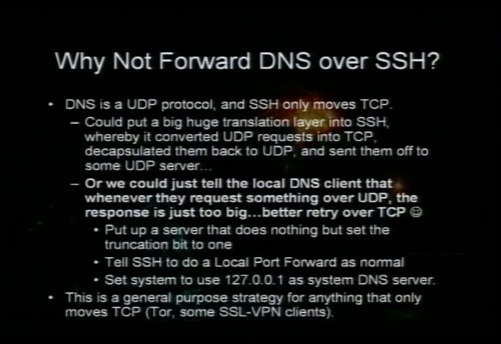Now, I could put a huge translation layer into SSH that actually spoke all sorts of DNS and did all this work and moved it back and forth and had a custom server, and we'll put in thousands and thousands of lines of code and Theo de Raadt will kill me. Or, so it turns out DNS, if you just tell it, yeah, I know how you gave me that request over UDP, but my response is just way too big for UDP. Why don't you retry that in TCP? DNS will go, yeah, there's a truncation bit. I better retry that in TCP. Works like a freaking charm. It's great. This is totally the way to do that. But it does lead to a problem.